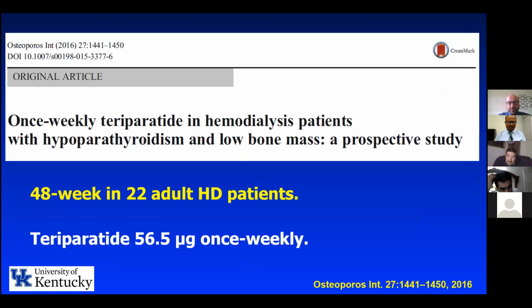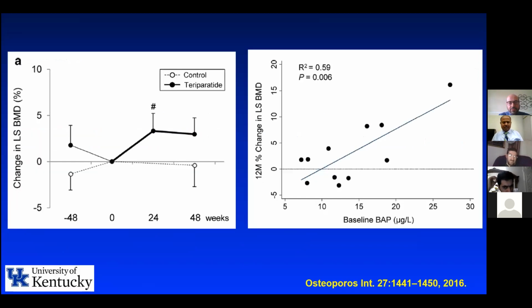Another interesting thing, because teriparatide is a daily injection, it's a 20 microgram injection subcutaneously daily, and it's kind of troublesome, especially for patients, with compliance and the pain, and our patients are already suffering on dialysis. They don't need more injections, especially if they are diabetic or taking insulin. You add another subcutaneous injection, it's troublesome for them. So this study used a weekly dose of teriparatide and followed this up for 48 weeks, close to 1 year, for 22 patients.